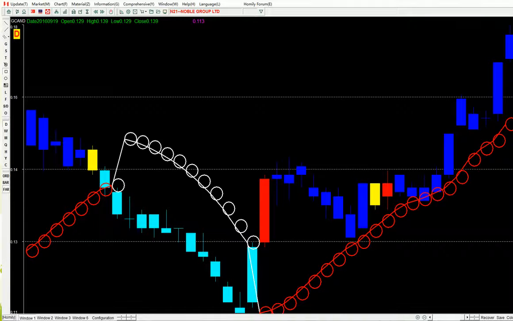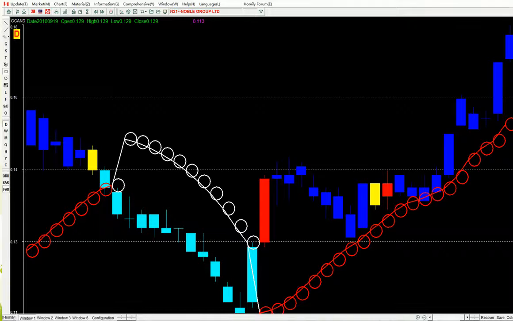So let's see this one. Red circle turn to the white circle turn to the red circle with red candlestick, buy or not? Yes, but how to confirm this is a good buy point?